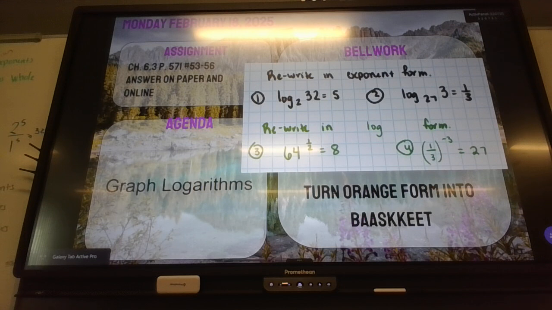Did everybody try 1 through 4? Everybody's got these done? All right, 27 to the 1/3 is 3. So that's the first 2.